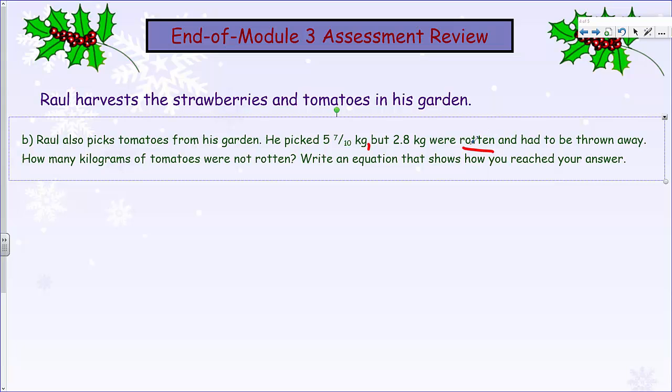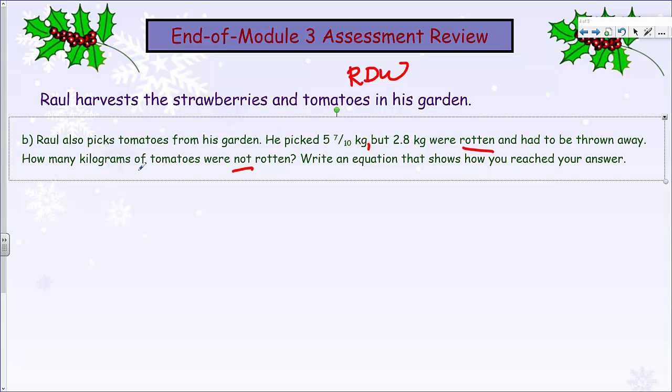Okay, I understand. Maybe they weren't picked on time. How many kilograms of tomatoes were not rotten? Ooh, trying to trick us. They tell us how many are rotten, and we need to find out how many are not rotten. And we need to write an equation that shows how you reached your answer, which is what we've been doing. So let's go ahead and do our RDW: reading it and understanding it.